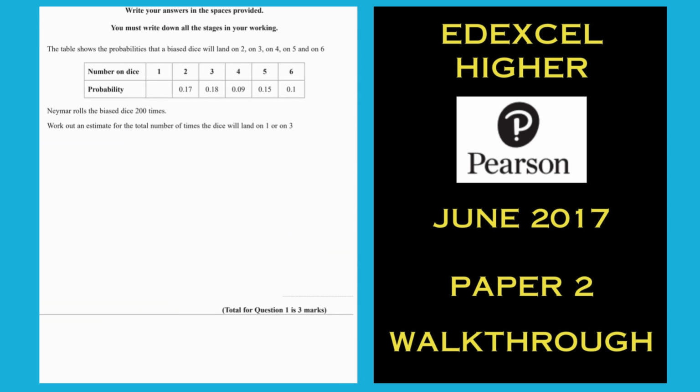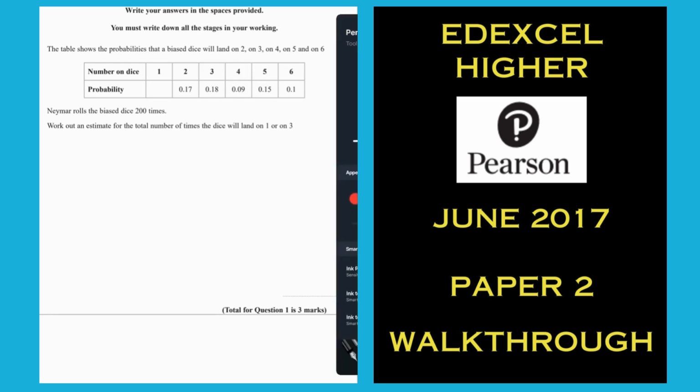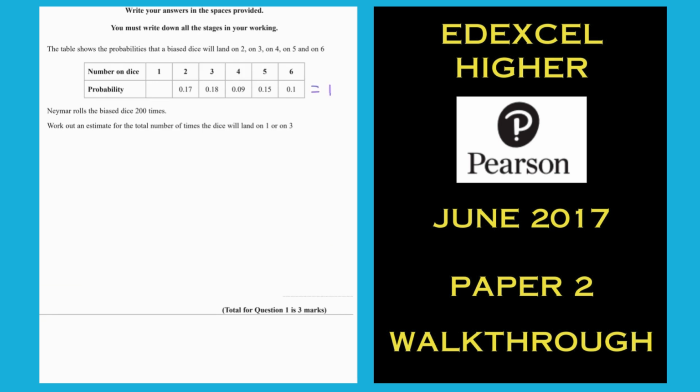As you'll know, the sum of probabilities must add up to 1. So 1 minus all of them, they add up to 0.69, means that is 0.31 in there. So it's saying 1 or a 3. When you add the 1 and the 3 together, we get 0.49. And to estimate the number of times you'd expect something to happen, you multiply it by the number of trials, and out pops a 98 for 3 marks.